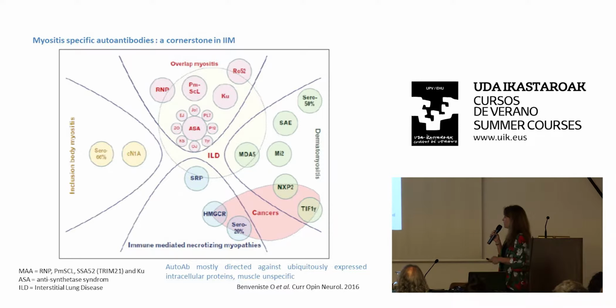Of interest, most, if not all, antibodies that are described here are directed against ubiquitously expressed intracellular proteins that are not muscle specific, but they are associated to myositis.